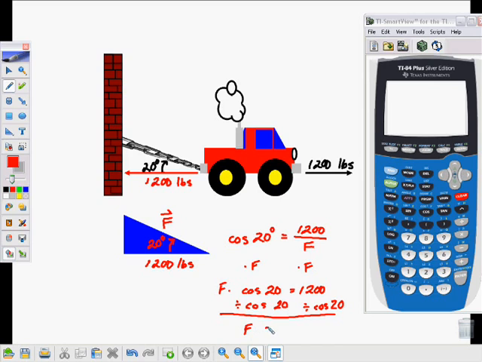And we get F is equal to, let's go over to the calculator, 1,200 divided by the cosine of 20 gives me 1,277 pounds. That's all done. That is the force that is being pulled back.